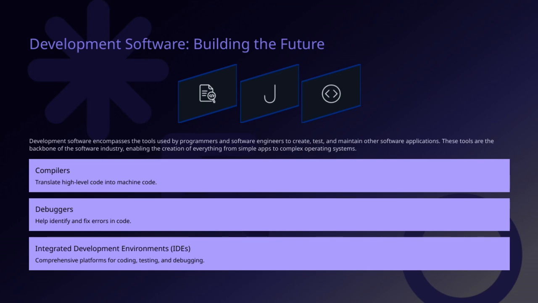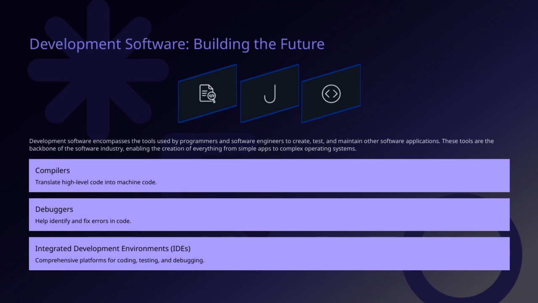Then we have compilers, which translate our high-level human-readable code into machine code that computers can understand and execute. This translation process is vital because it bridges the gap between what we write and what the machine actually runs.